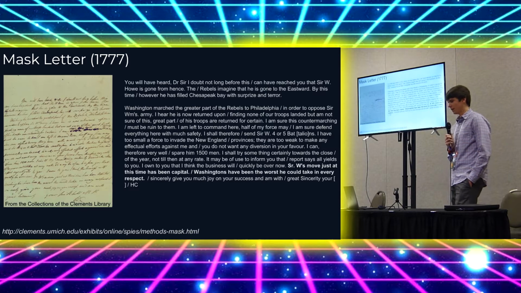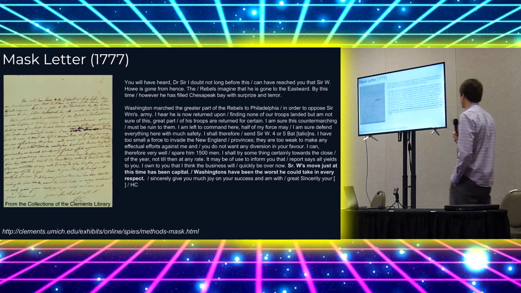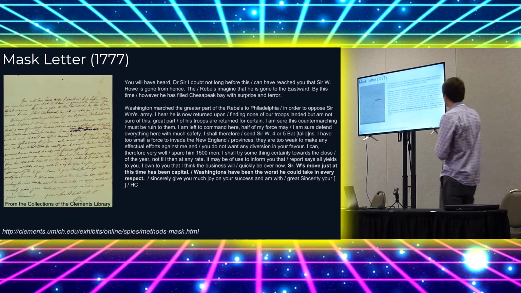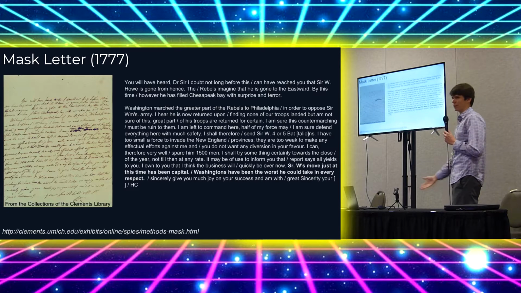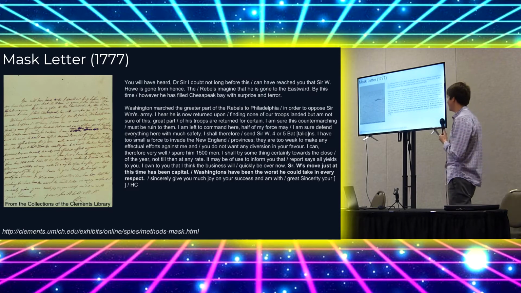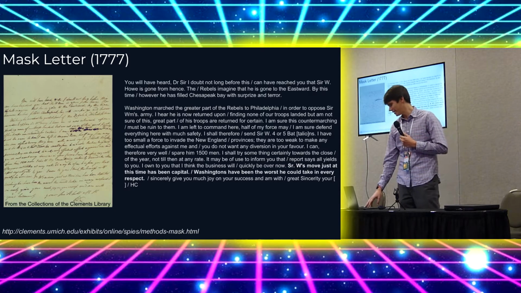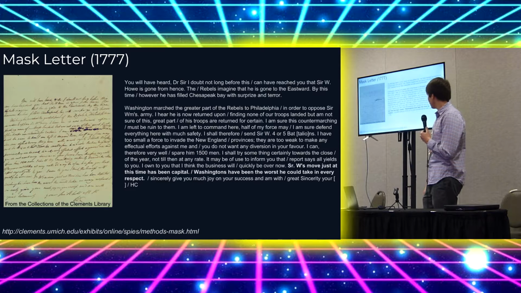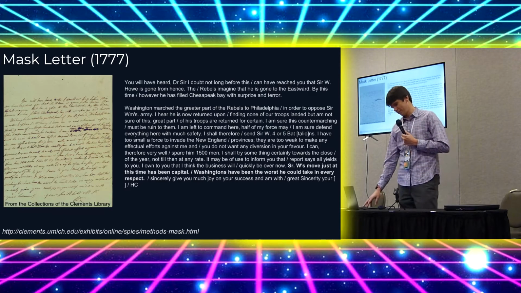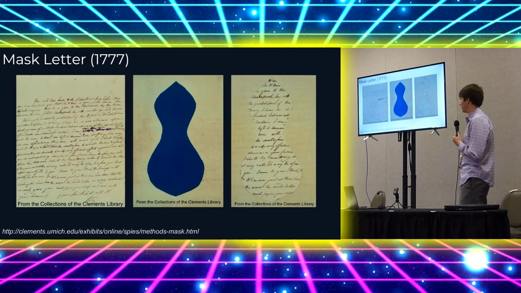So he wrote this letter, and it's hard to read, but I have the text written up here. I'm not going to go through all of it, but one thing to note is towards the bottom here: "Sir W. William's move just at this time has been capital. Washington's have been the worst he could take in every respect." So on the surface reading, it sounds like it's going quite well for the British and the Americans are really screwing it up. But you're not supposed to read the letter straight through.